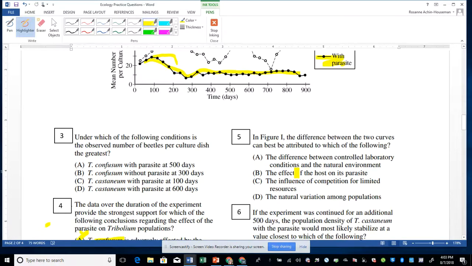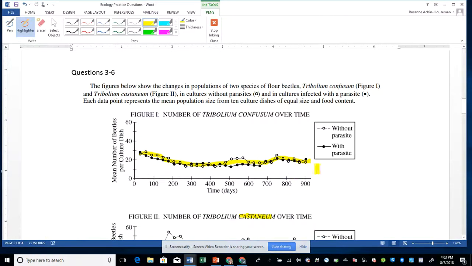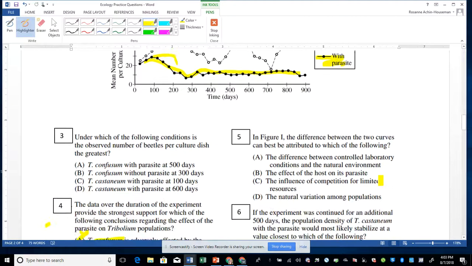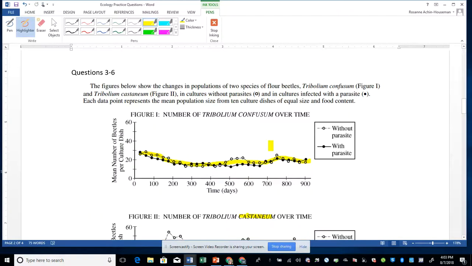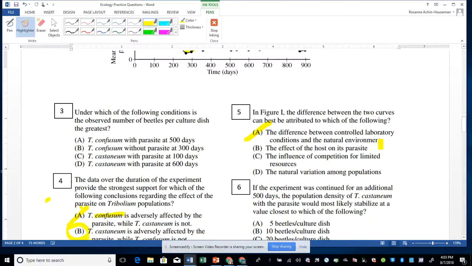Okay, number 5. In figure 1, so here's figure 1, and see how the lines are pretty much the same thing. The difference between the two curves can best be attributed to which of the following. This is one that my students typically have trouble with. The difference between laboratory controlled conditions and the natural environment. That's not it, because all of these were done in controlled conditions, right? It was all in petri dishes and culture dishes. So that one's not true.